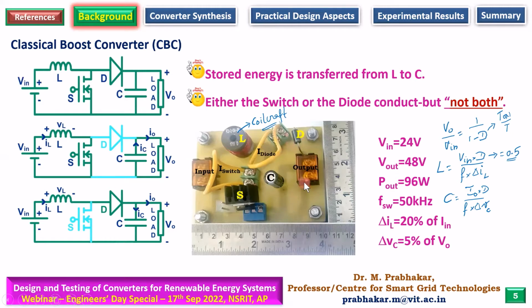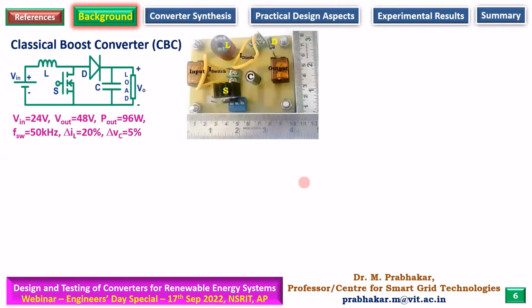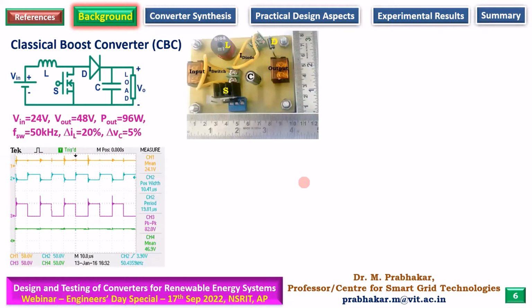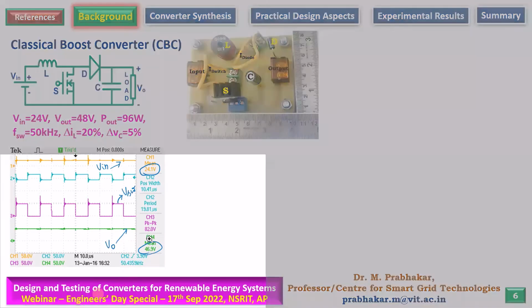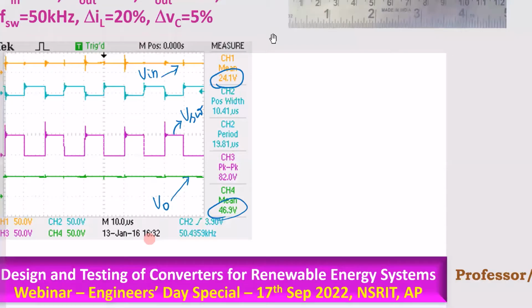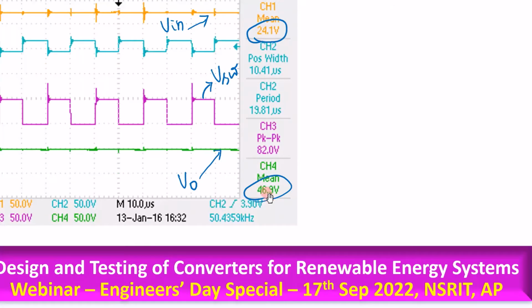Now the results which we got during testing. So this is the converter. These are the specifications. First of all, we tested whether we were able to get 24 to 48. So we were in a position to obtain that. This is the input voltage V in. This green color is the output voltage V naught. This blue color, what you see over here, is the voltage across the switch. I will zoom it for your convenience. We were able to get from 24 volts, 46.9.